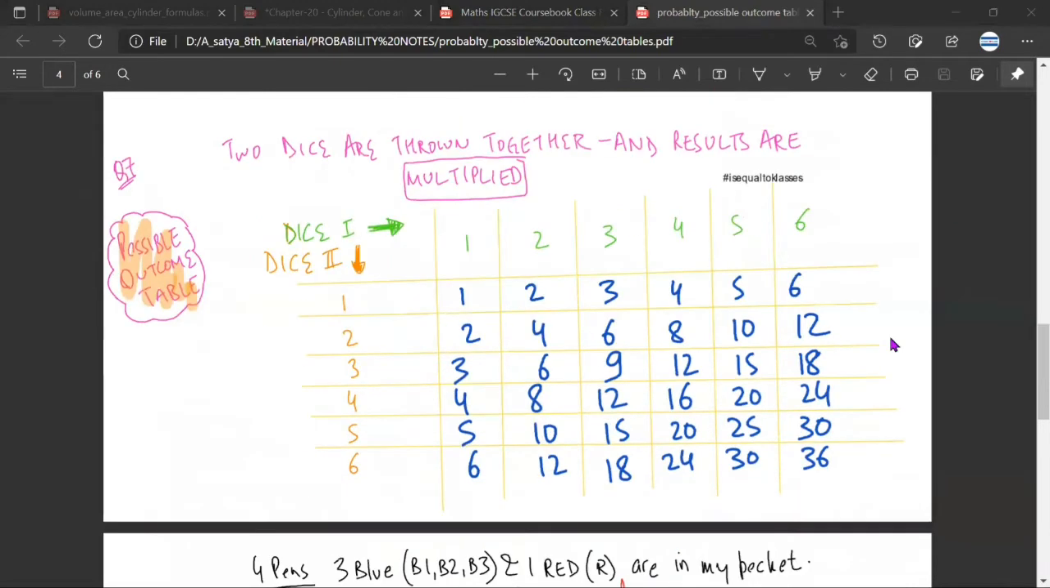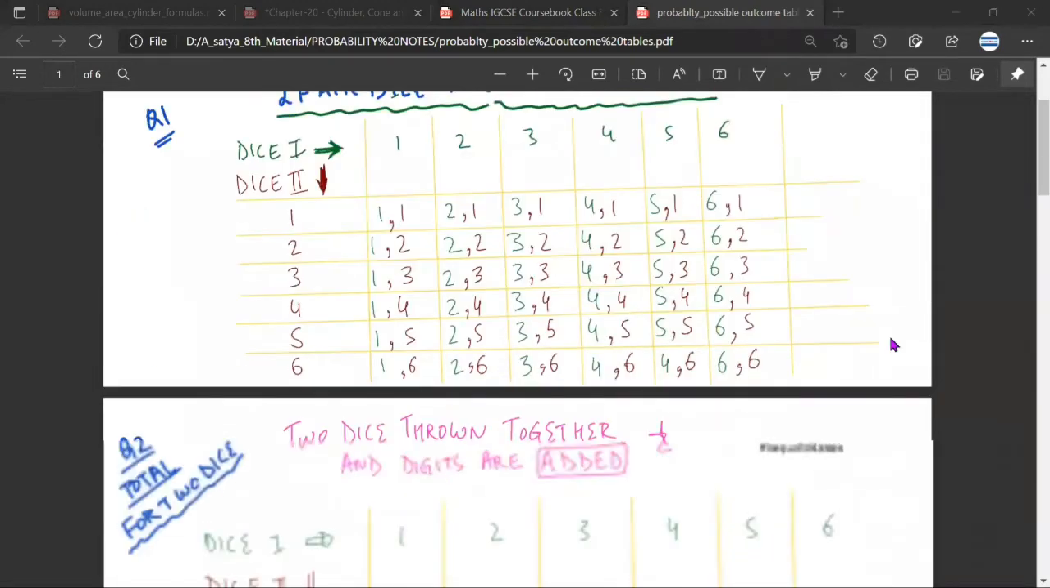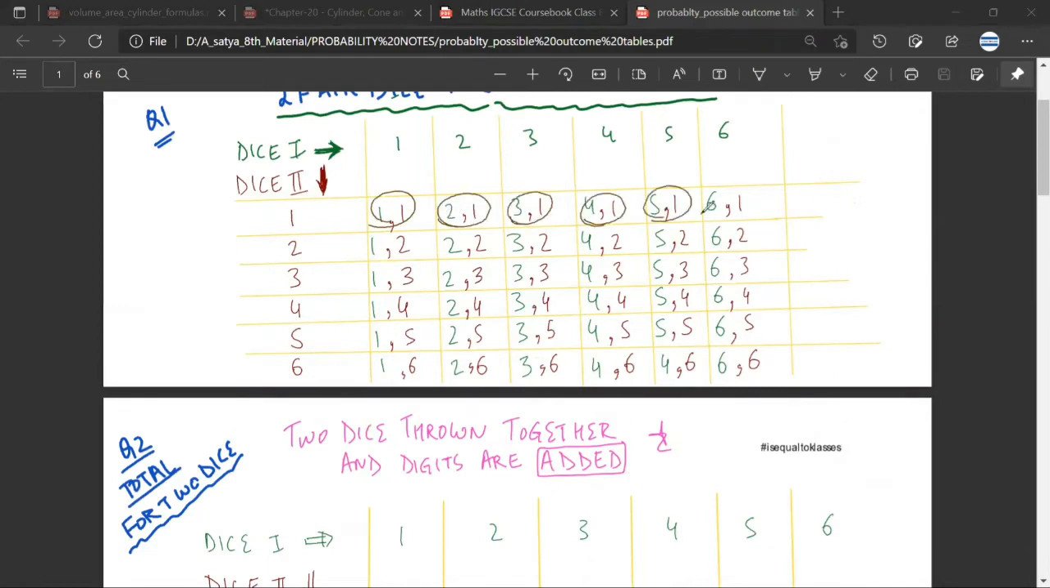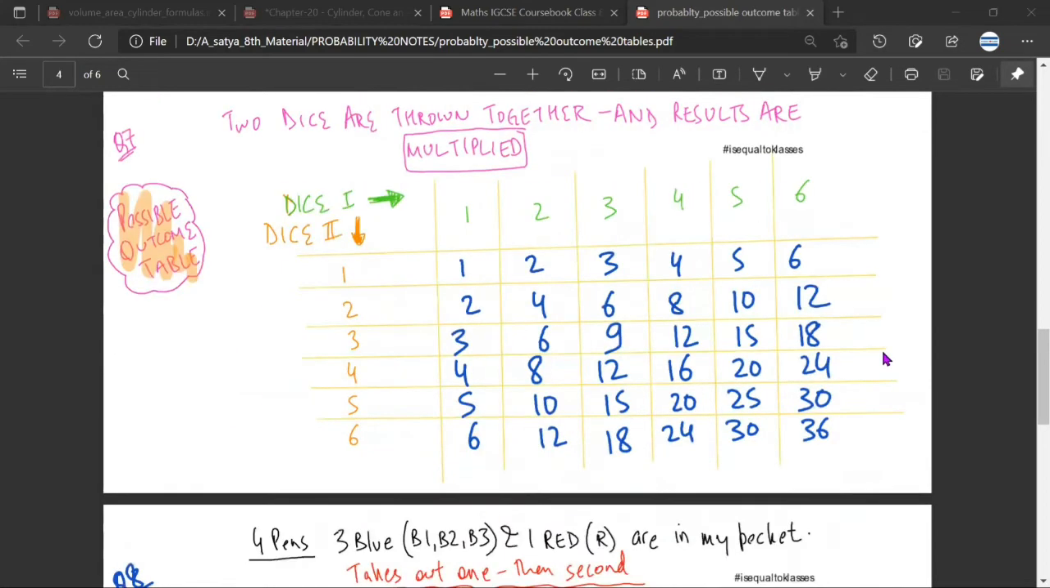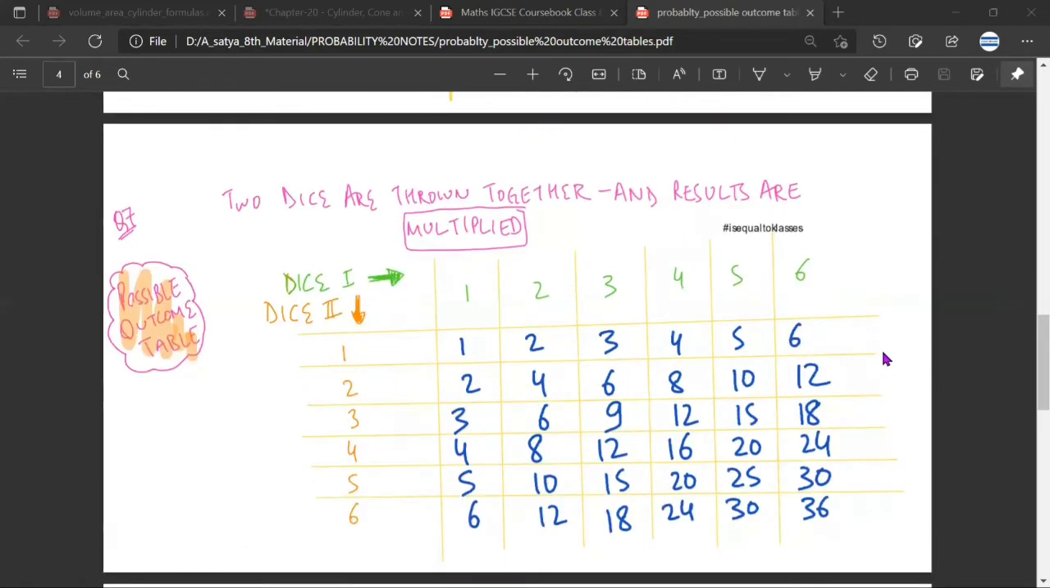Any doubt? No doubt. So basically what you need to do is take these numbers and multiply them with each other. So for example, this would be 1, this would be 2, this would be 3, this would be 4, this would be 5, this would be 6. If you do this, this would be 24, this would be 20, this would be 16, this would be 12, this would be 8, this would be 5. Any doubt? No doubt. See, Satya, you'll have to correct this. This is a mistake. So the table which is drawn, if you multiply the numbers, these are the possibilities that are available.